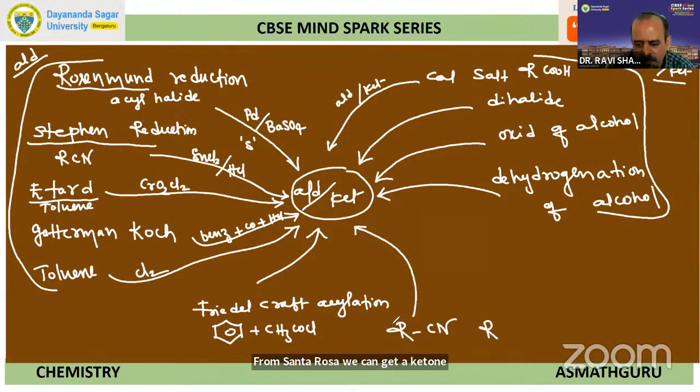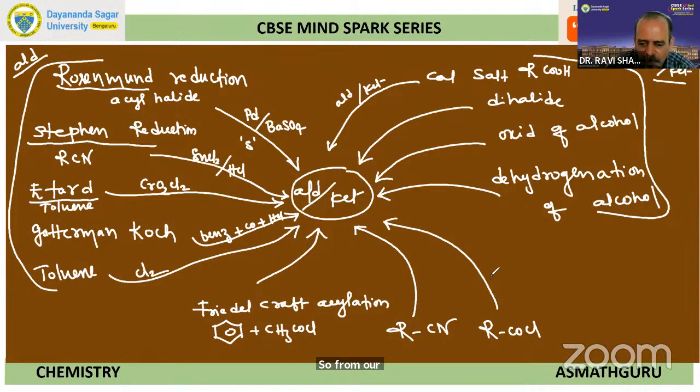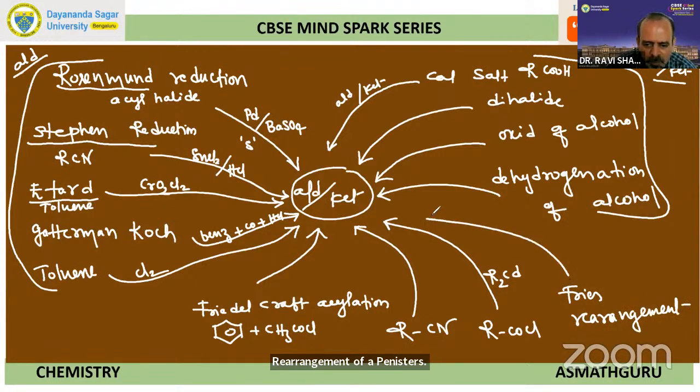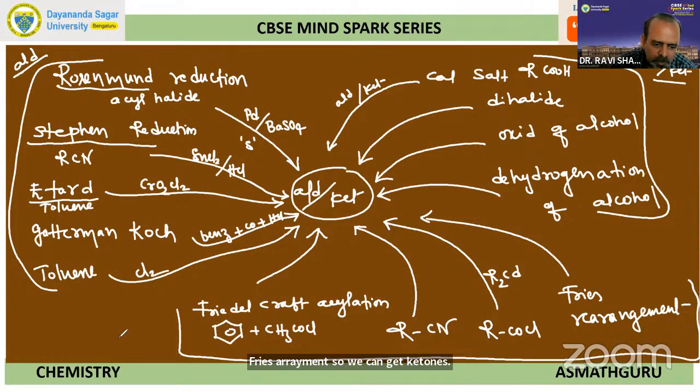From acid chloride we can get a ketone by treating with R2Cd, dialkyl cadmium, we call it. We can also get it from Fries rearrangement of phenyl esters. So we can get ketones. All these methods I mentioned here are meant only for ketones.